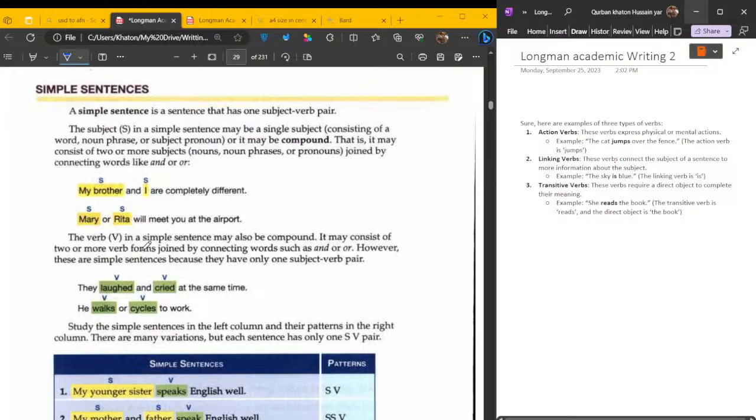The verb in a simple sentence may also be compound. It may consist of 2 or more verb forms joined by connecting words such as "and," "or," "however." These are simple sentences because they have only one subject-verb pair. Okay. They laughed and cried at the same time.